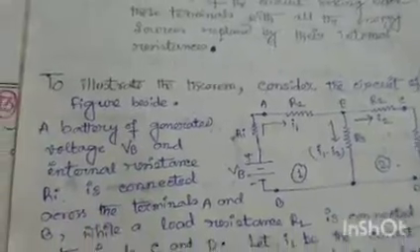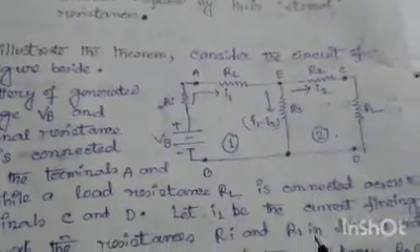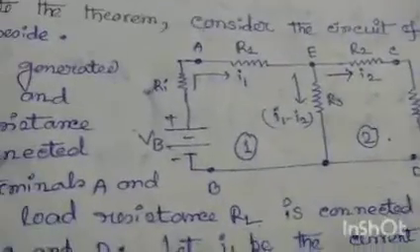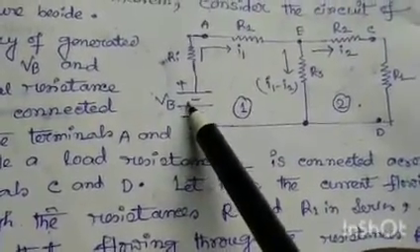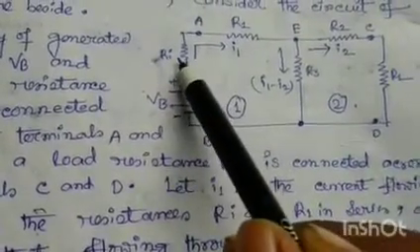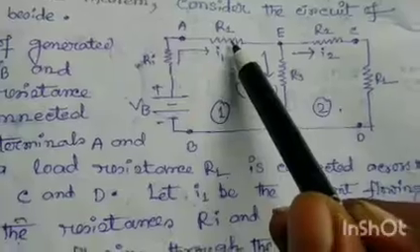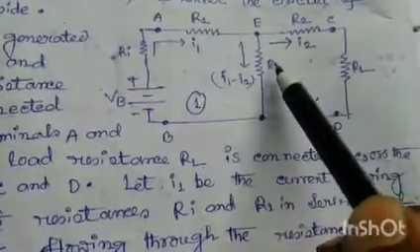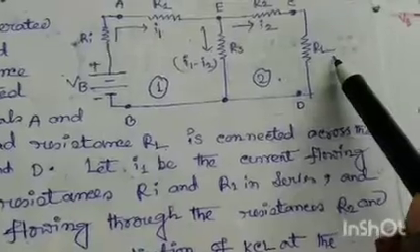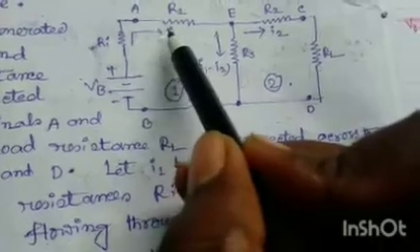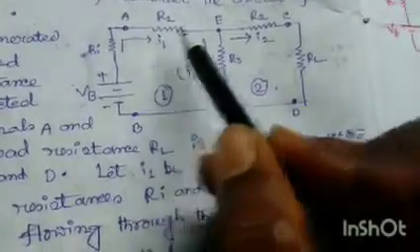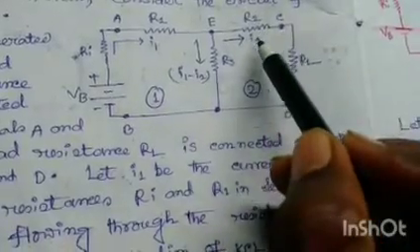So now we will draw a circuit to understand the statement. This is nothing but a circuit. There are generated voltage Vb, Ri the battery resistance, and this is the ohmic resistances R1, R2 and R3, and this is the load resistance RL. So we assume the current flowing through resistance R1 is I1 and through the resistance R2 the current is I2.